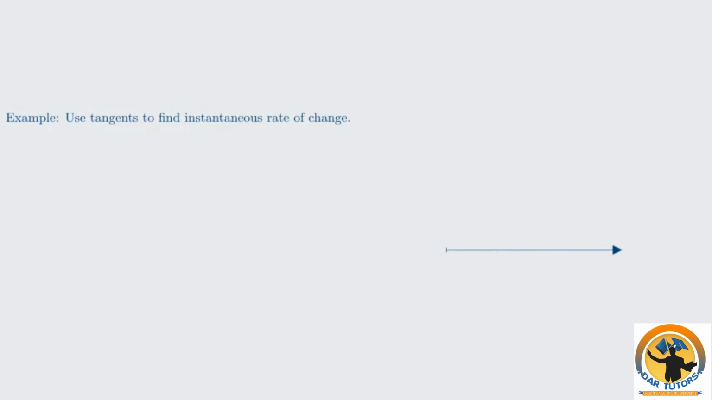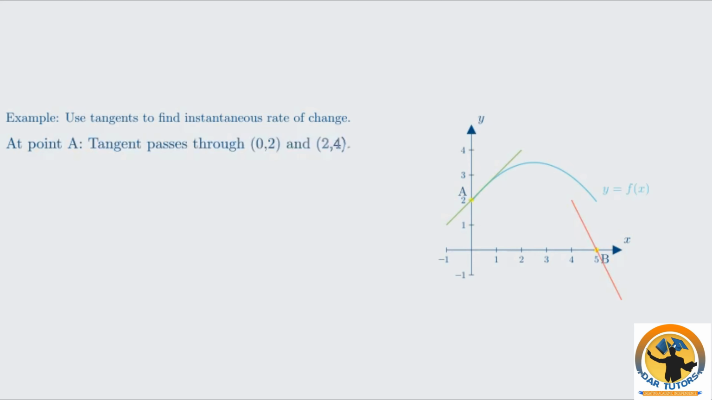Let's look at this example. We have a curve, y equals f of x, and 2 tangent lines are drawn, one at point A and one at point B. To find the instantaneous rate of change at A, we find the gradient of the tangent line at A. This line passes through the points (0, 2) and (2, 4). The gradient is 4 minus 2 divided by 2 minus 0, which is 1.